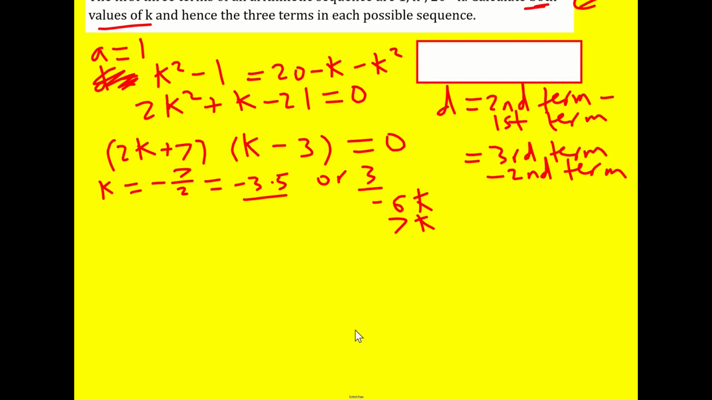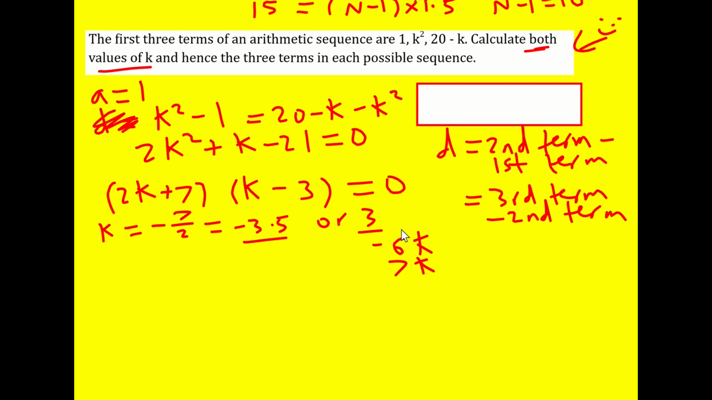So now we just need to work out the sequences. When k equals 3, we're going to get 1, 9, 17. And we can see it works because I'm adding 8 every time. That would have been the common difference if we substituted back in. D would be 8. A would be 1, of course.